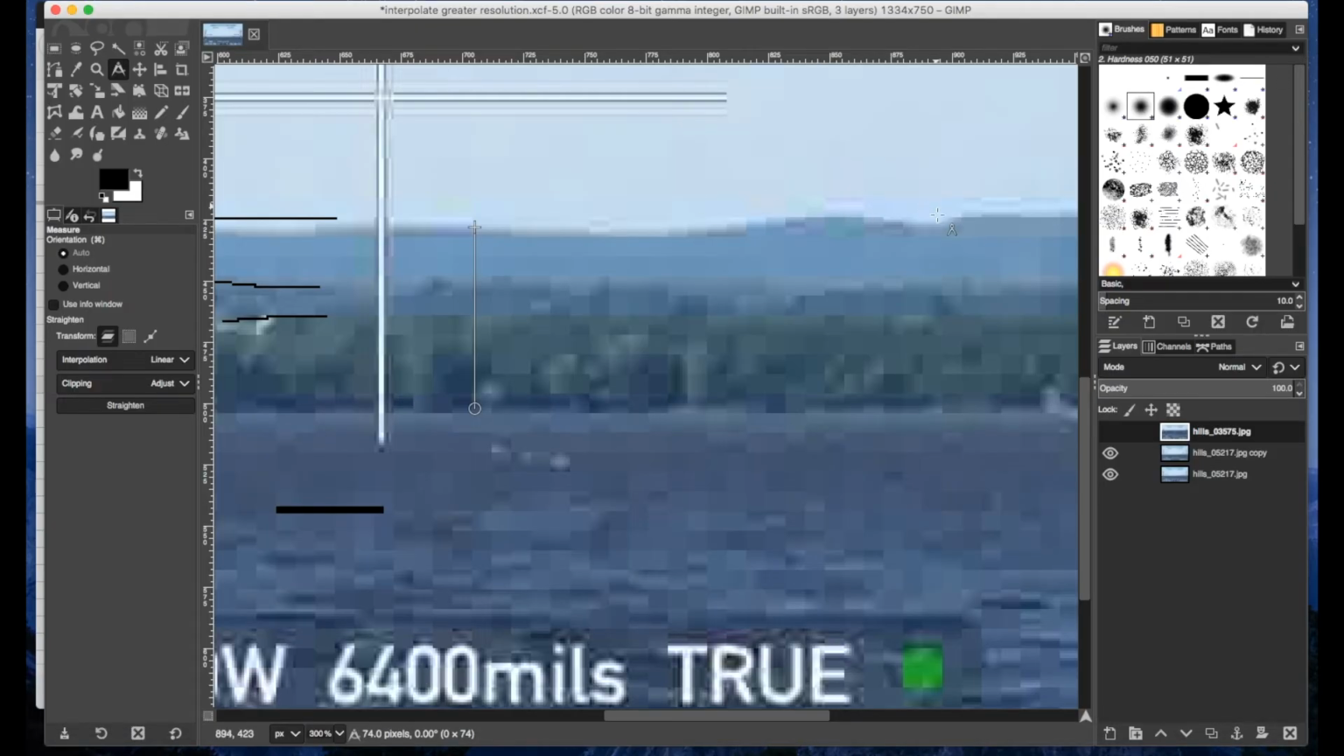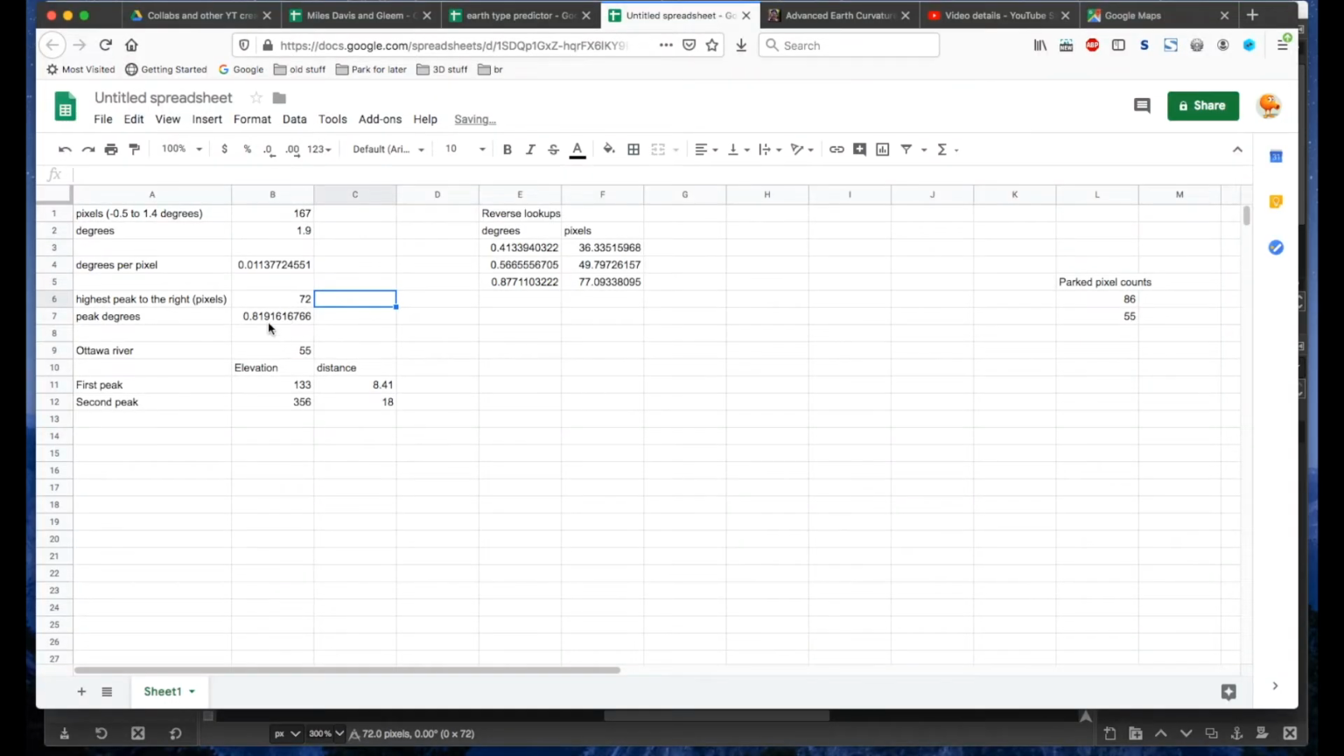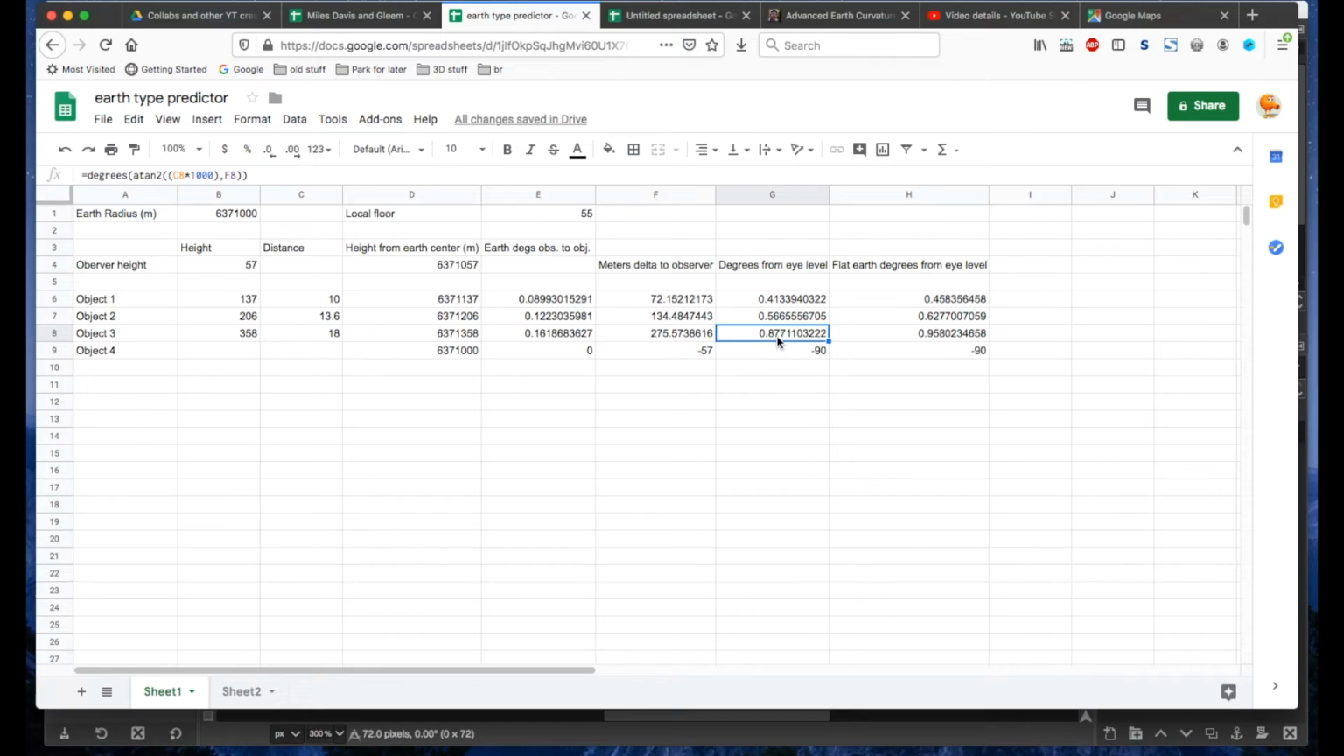Now you can see in this one, it really depends where I was really pointing. The discrepancy in these values could be because I'm looking at one location on Google Earth and I'm pointing at a different location through the theodolite app. But if I pick this one, I've got 72 pixels, which is 0.81916, which is lower than the globe Earth and much, much lower than the flat Earth.